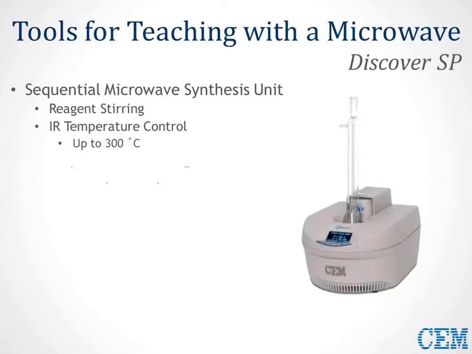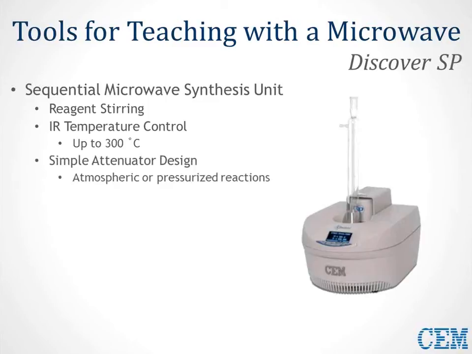Now we can run those vessels, that system, up to 300 degrees Celsius, and it has a simple attenuator design. Attenuator is what we call our microwave door. This silver piece right here is what allows us to run the atmospheric reactions. You simply do a quarter turn to remove that attenuator and put the appropriate attenuator in place for running pressurized reactions. And again, in that case, the pressure device would come out and close on top of the vessel.